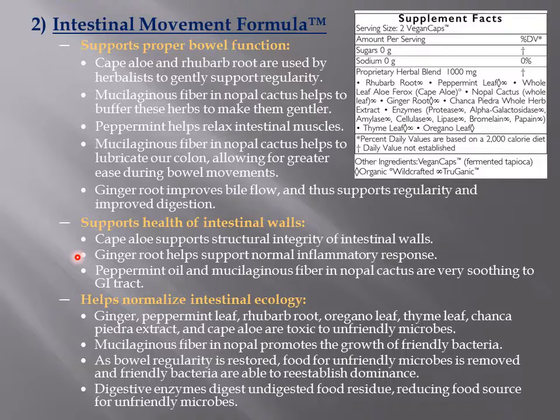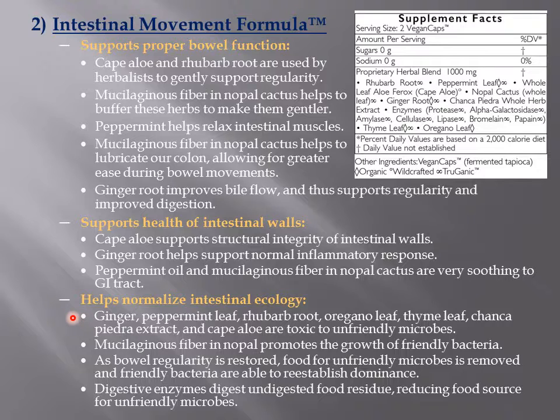Ginger root helps to support a normal inflammatory response, reducing inflammation. People are typically inflamed, which is what's causing the leaky gut situation, and ginger helps to normalize that situation. Peppermint oil and the mucilaginous fiber in nopal also are very soothing to the GI tract, helping to reduce inflammation. So all these factors combine to help support the health of the intestinal walls, which is really crucial to your overall health.